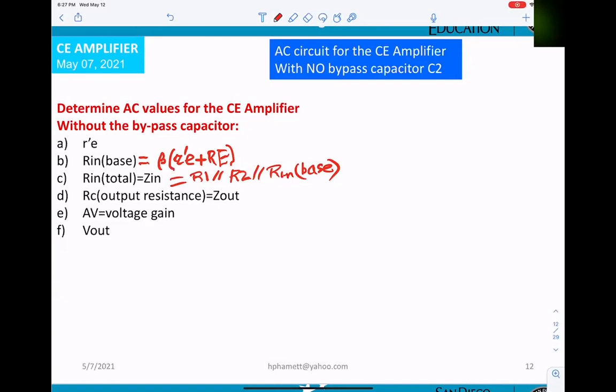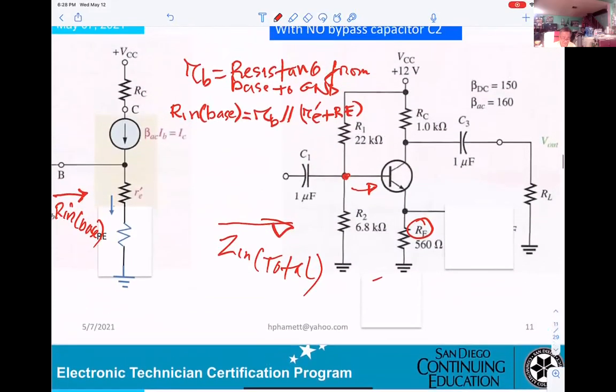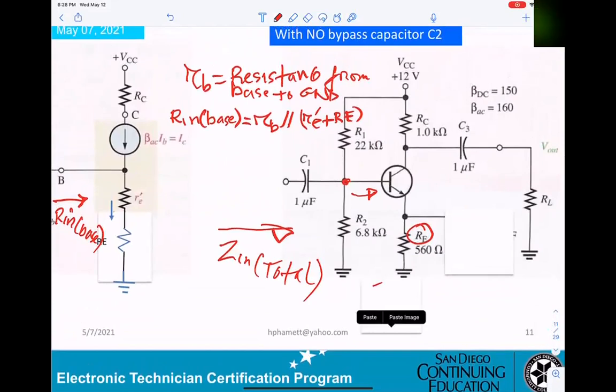Hey, Mr. Pham, so for letter B, R in base and little RB is the same thing, correct? Yeah, they're the same. R base, R in base, and little RB, I think they will be the same. That's the resistance from the base to the route. Go back up and then you'll see what I'm saying. Right, so the little RB is the same as R in base.